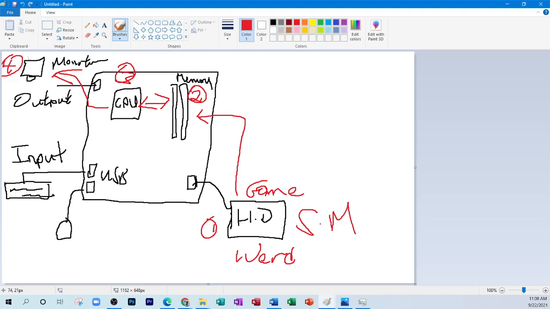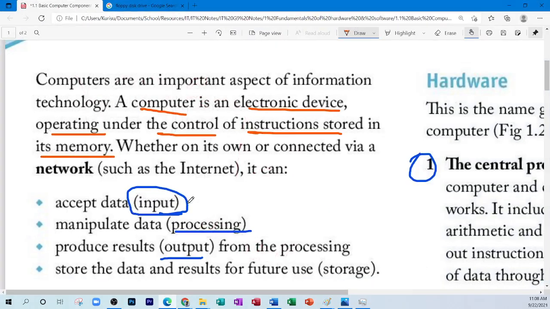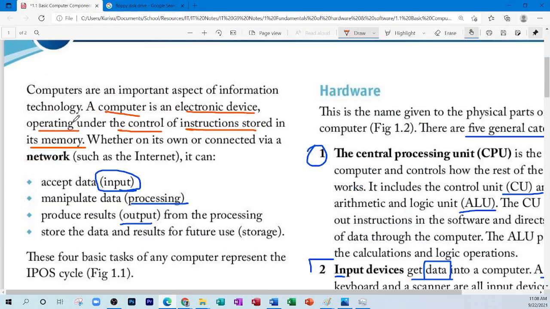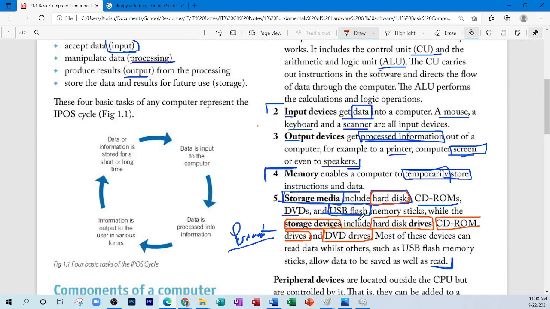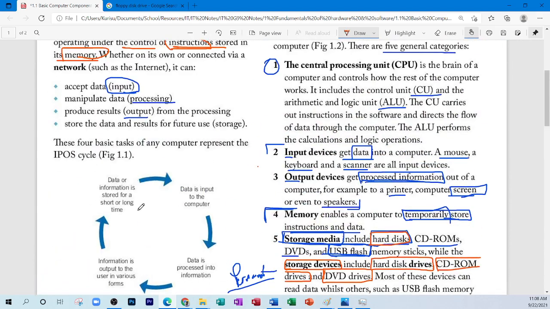Yes, as I was saying, this is basically how your computer functions. Yes. This is how we can describe the definition, having instructions inside of the memory, how all of the categories of hardware, how they work together to complete that IPOS cycle.